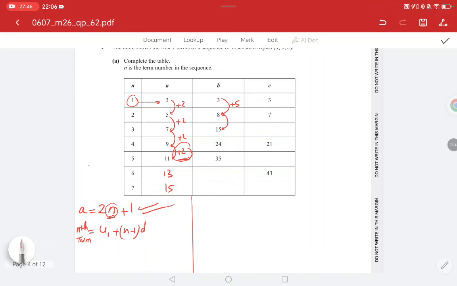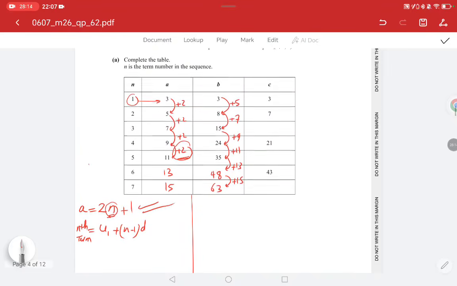Here plus 5, and here plus 7. Here is plus 9. Here, of course, plus 11. So this one plus 13, so it should be 48. And again, plus what? You add 2, so this one plus 15. Here plus 15, so it will be 63.